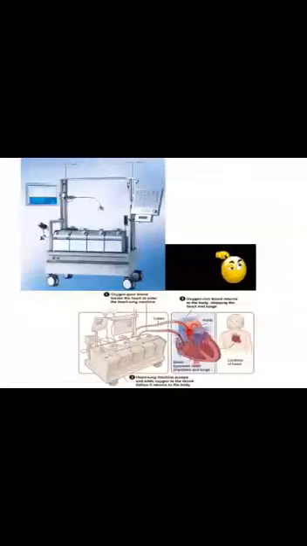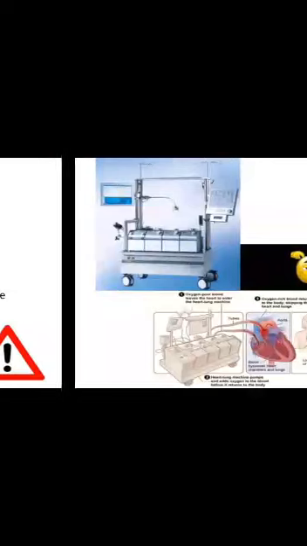This is a machine, the heart lung machine. With it, we can perform open heart surgery. This device helps with the pumping of the heart. So this is TOF surgical management.